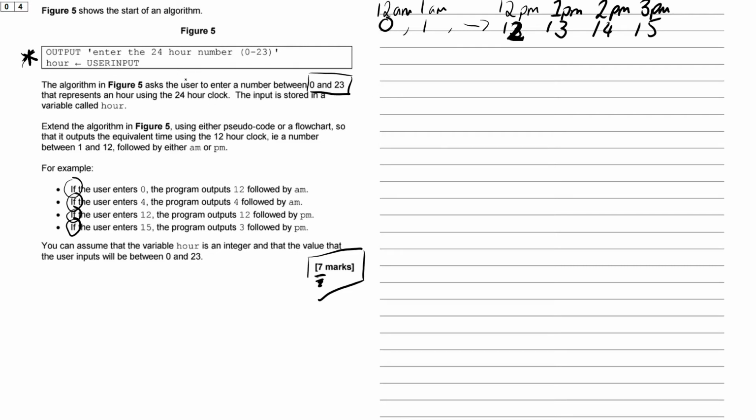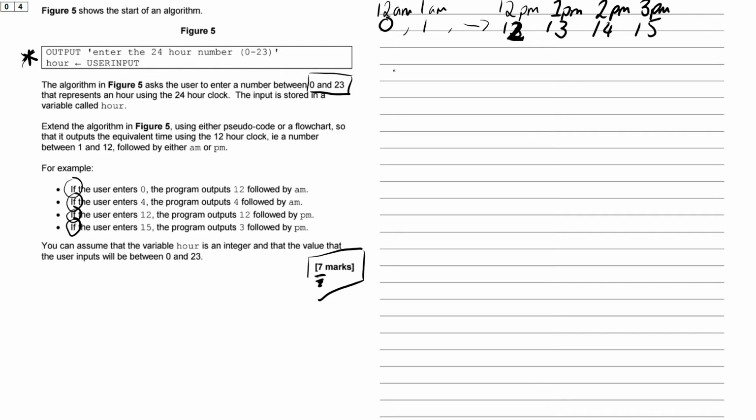So the algorithm in figure 5 asks the user to enter a number between 0 and 23. Extend the algorithm in figure 5 using either pseudocode or flowchart. I'm going to use pseudocode so that it outputs the equivalent time using the 12-hour clock, i.e. a number between 1 and 12. So I'm going to think now, well, what would happen?